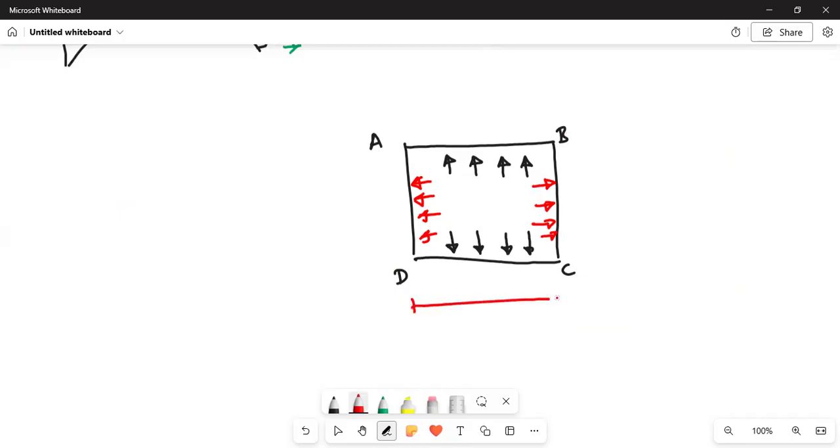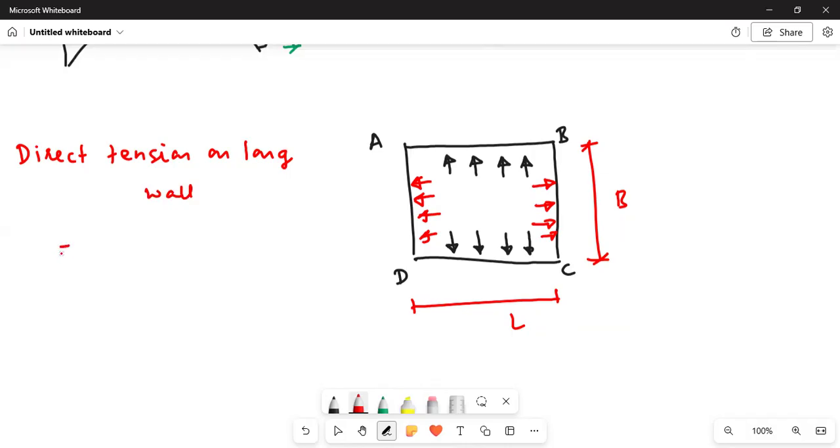If it is a rectangular bunker, then we need to see what is the tension in the long wall and what is the tension in the short wall. If it is square bunker, we don't have to worry because both the sides will be same. Okay. So if it is a rectangular, then direct tension on long wall equal to PHD divided by 2. So this is the tension on the long wall.